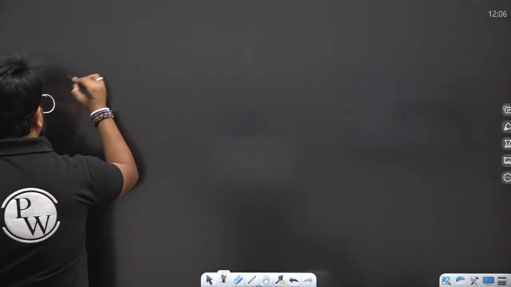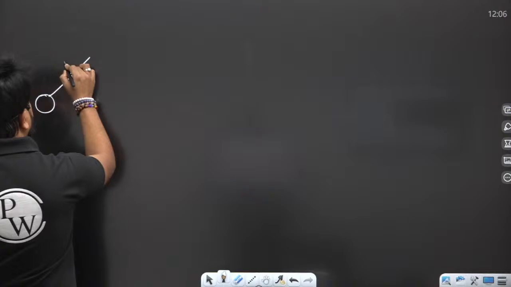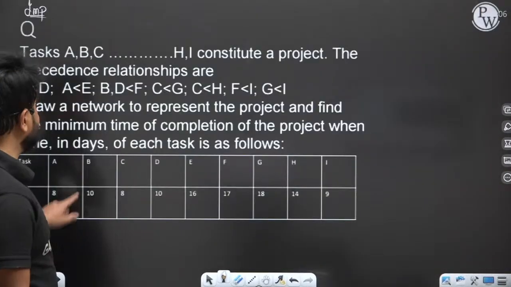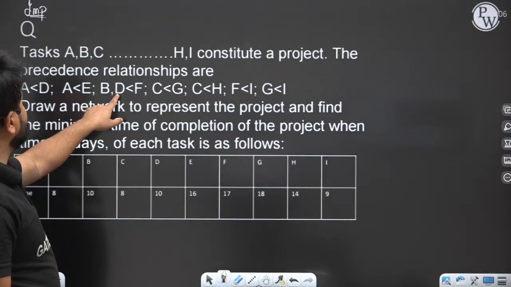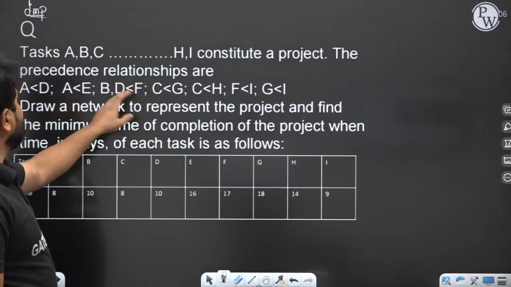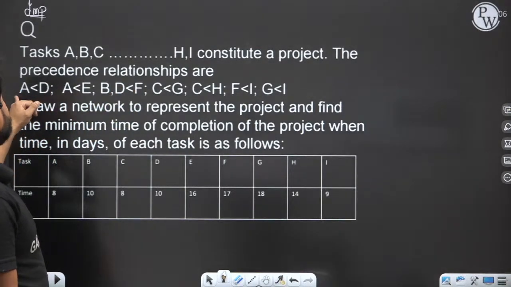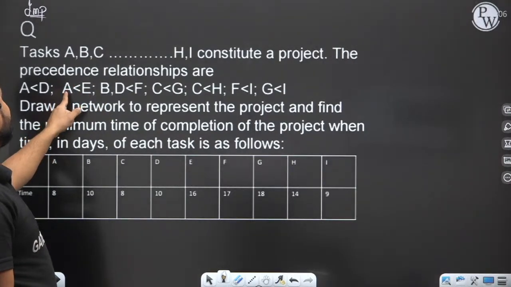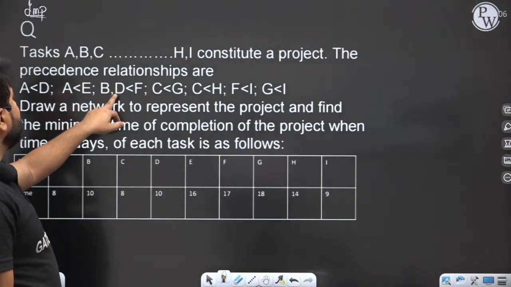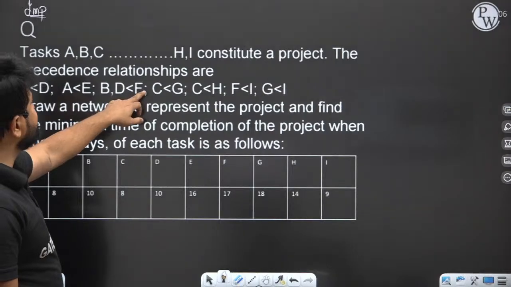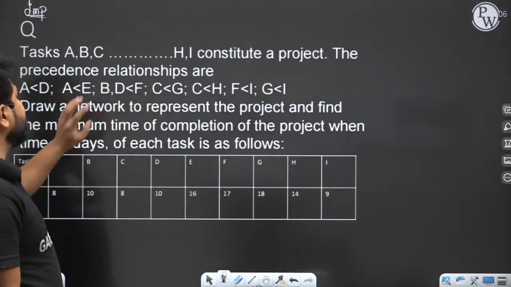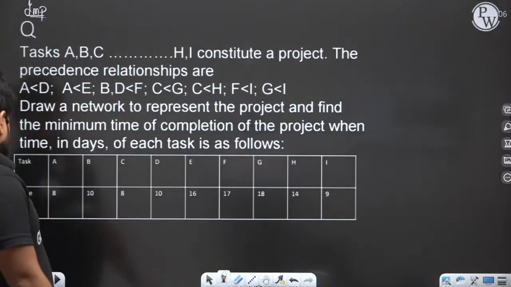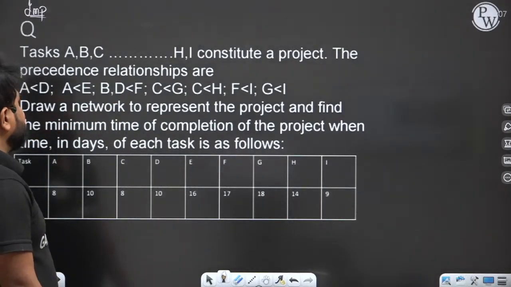So this is activity A, and A is less than D. He is also saying that D is less than F. It means D is the succeeding and A is the preceding. Here E is succeeding and A is preceding. And for F, B and D are preceding. So D is also a preceding activity of F.